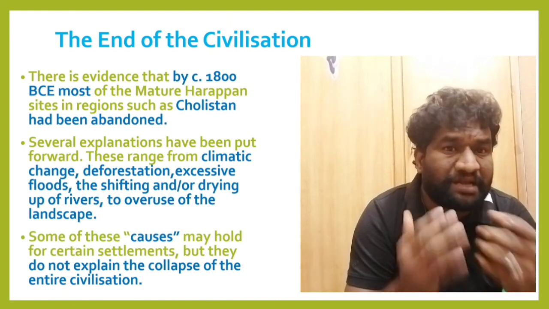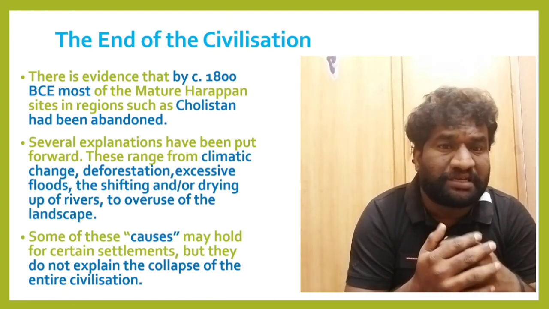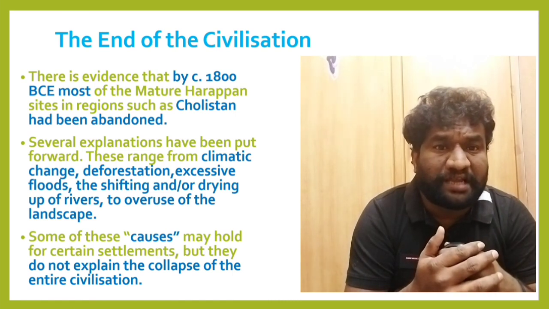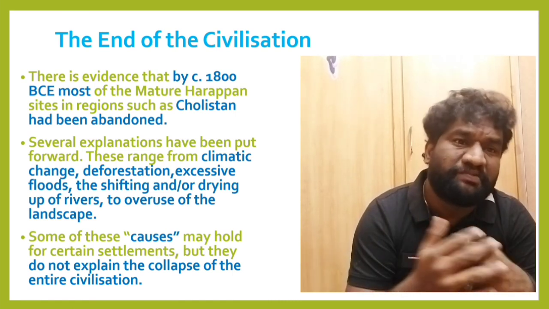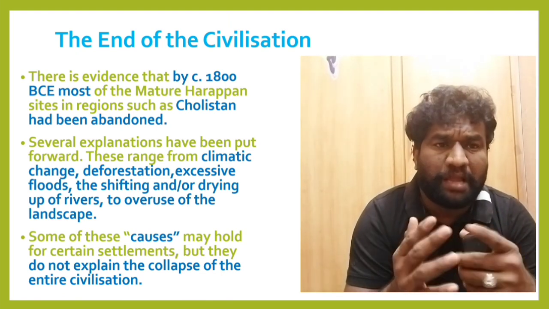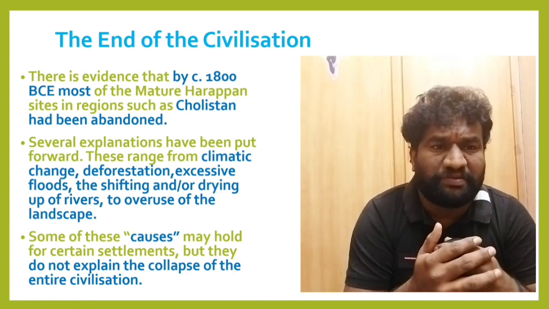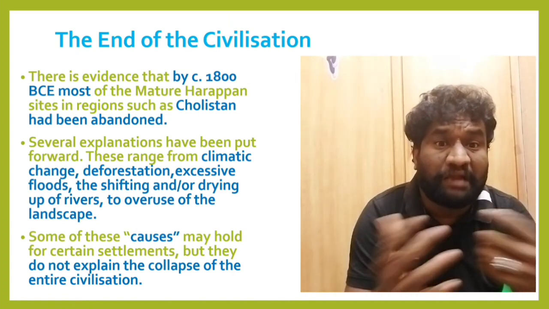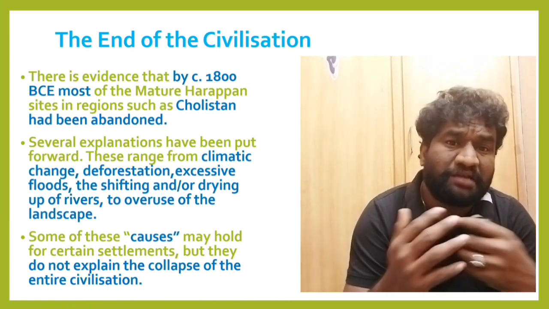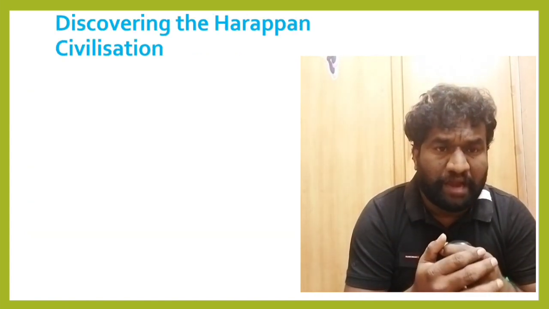So next, some of these causes may hold for certain settlements, but they do not explain the collapse of the entire civilization. Maybe what we discussed, the second point, might affect certain parts of the civilization. Then how would it affect the entire civilization? The entire civilization collapsed, right? It ended. That's the question.